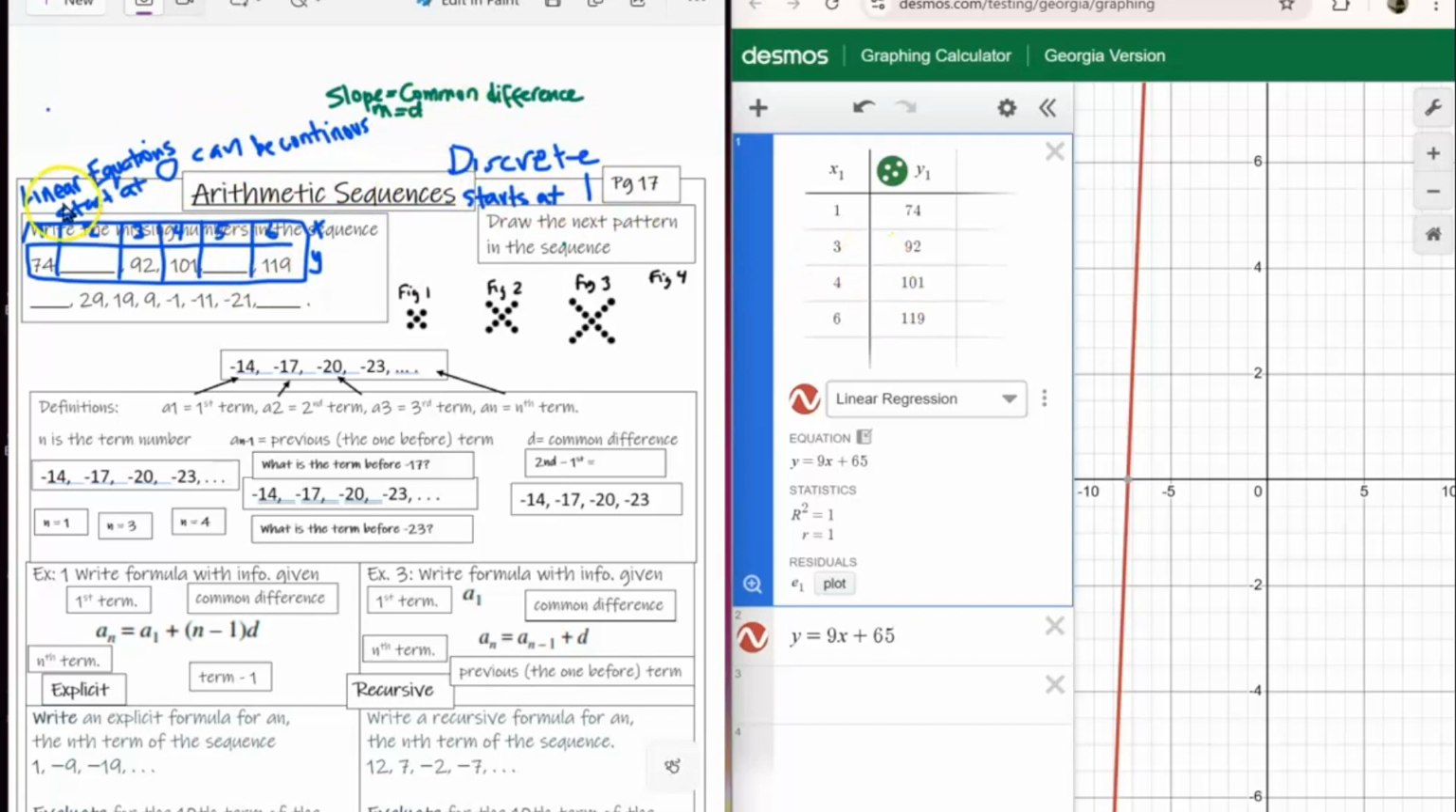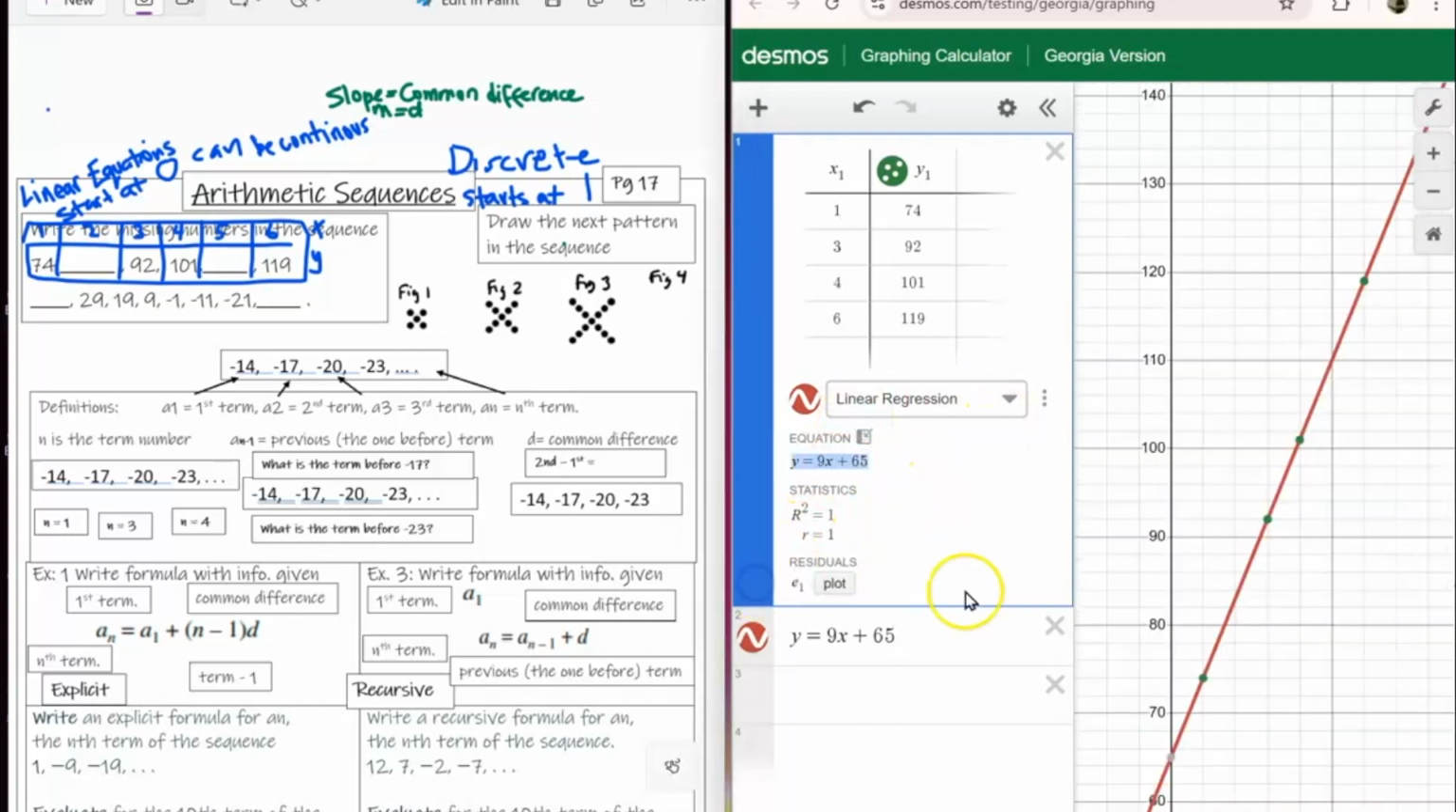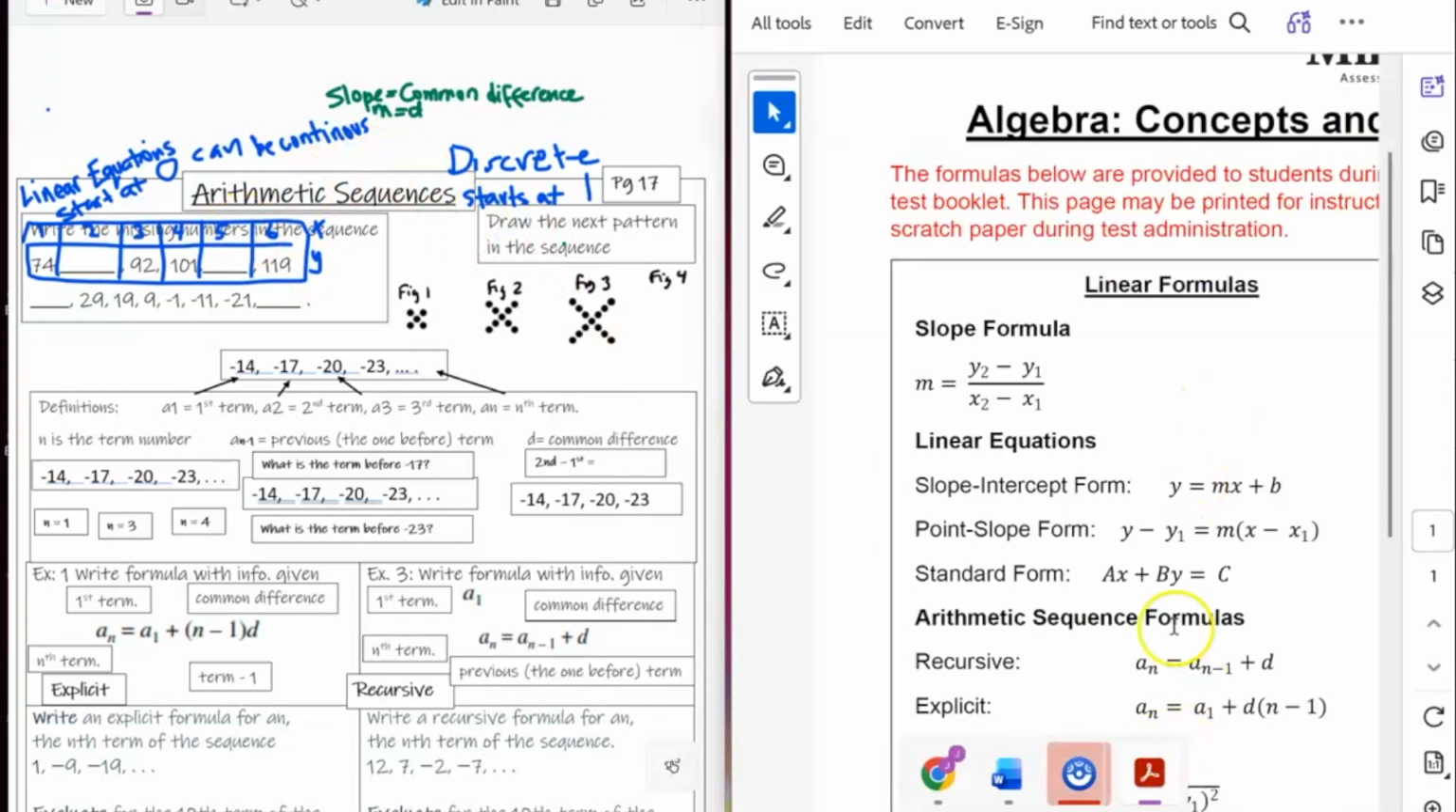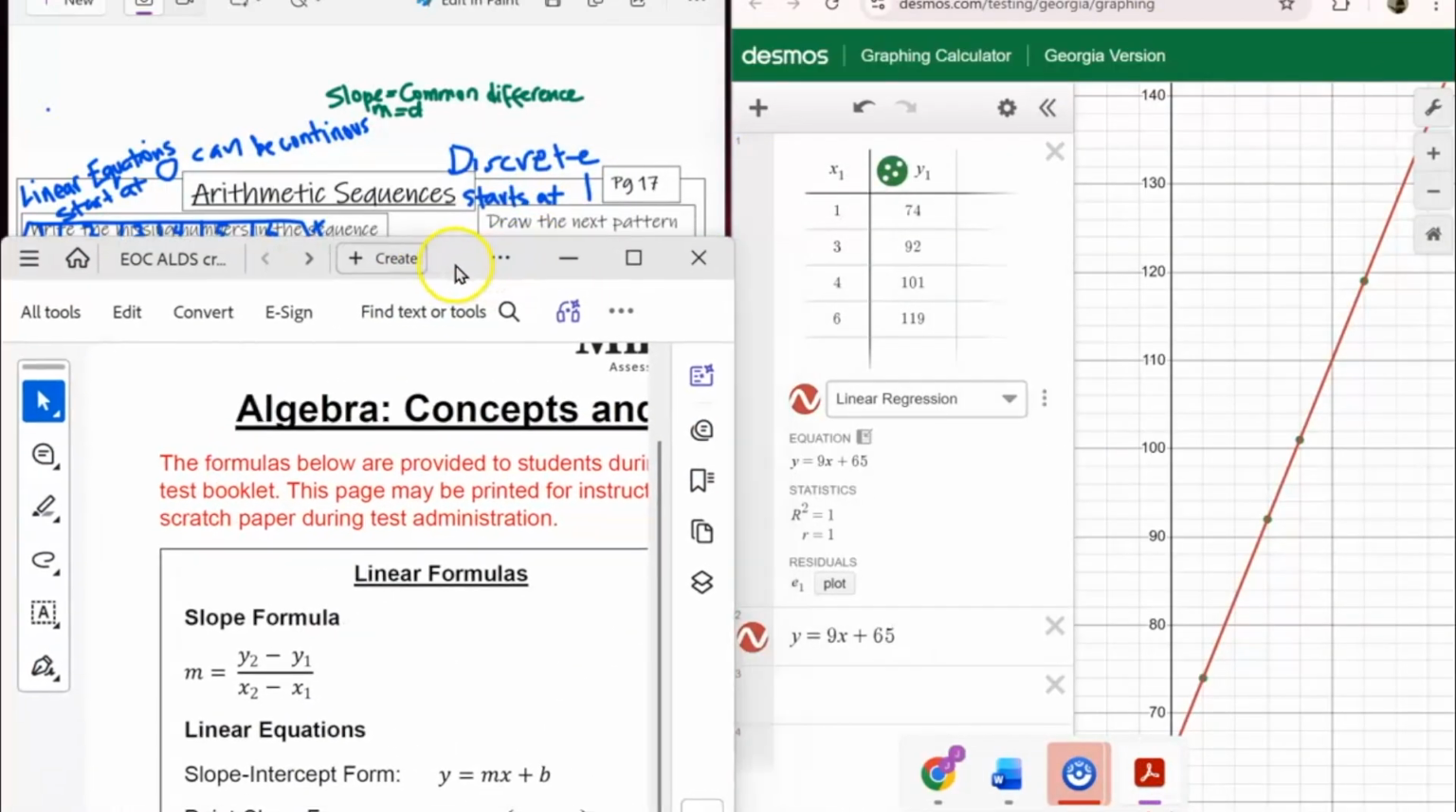So let's look back at this example that I did before. If I was trying to go from a sequence into a linear equation, we already did that. We put the sequence as a table, and we clicked linear regression. We clicked zoom fit to make sure it went through every point. So I've gone from a sequence into a linear equation. How do I go from a linear equation back into a sequence? I'm going to put up my formula sheet so we can remember what we need.